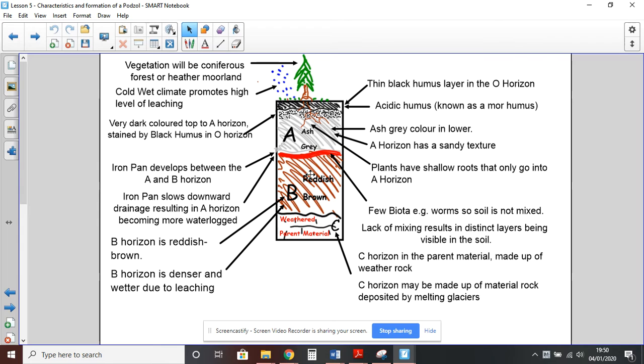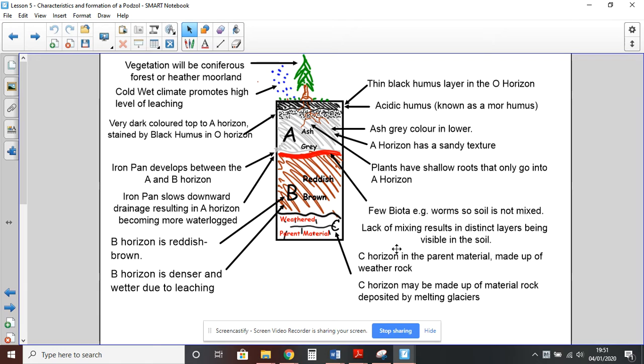The layers are very distinct. You can see the A and the B very clearly in this soil, and the C, and that is because there is a lack of mixing in this soil because of a lack of soil biota. And there are some, but there's not very much because of the cold climate and because of the high levels of rainfall, which means it's difficult for organic life to live in this soil.